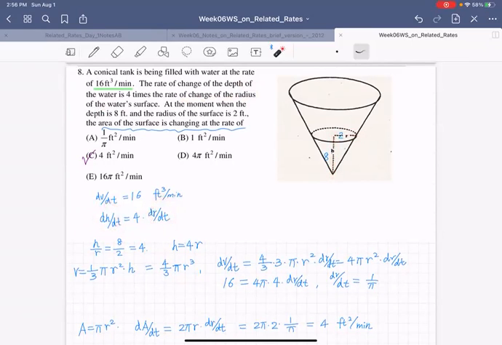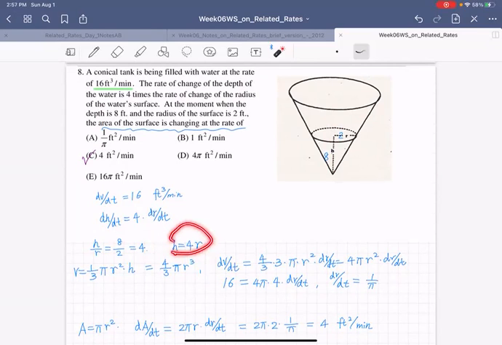So we finish this sentence. At the moment when h is 8, r is 2. So here is 8, here is 2. So we have the proportion again. Your h over your r is always 8 over 2, which is 4. So h equals 4r.